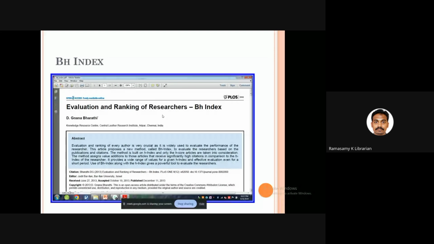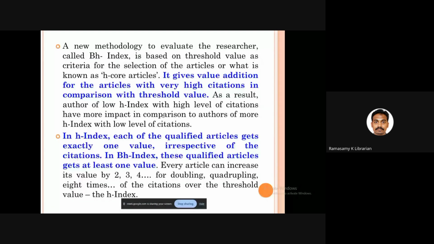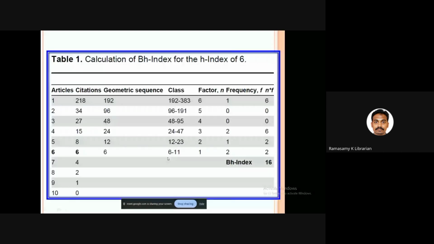He has proposed this index. Let me see how this index works. It's very simple. For example, there's an author with 10 papers, and these are the citations received by him for all 10 papers. Say I'm calculating his H index, it is 6. Okay, very simple. H is 6.